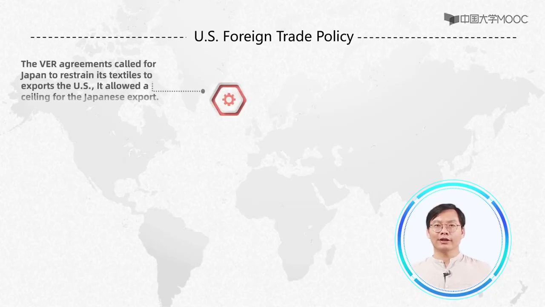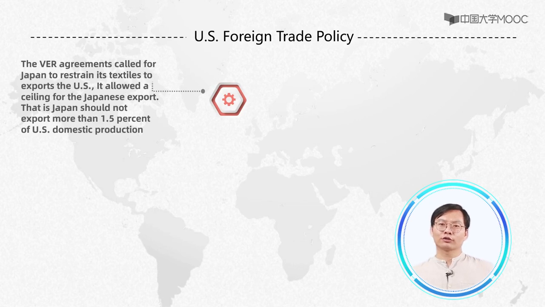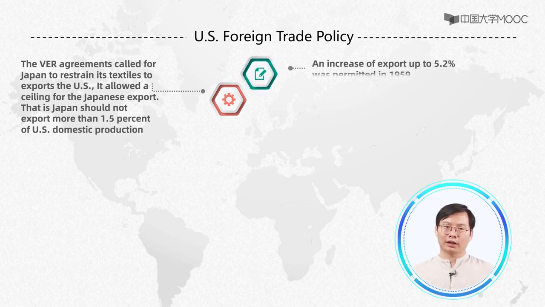The last question we should be able to answer after learning this video is, how was it implemented? The VER agreement called for Japan to restrain its textile exports to the US. It set a ceiling for Japanese exports. That is, Japan should not export more than 1.5% of US domestic production. An increase of exports up to 5.2% was permitted in 1959.